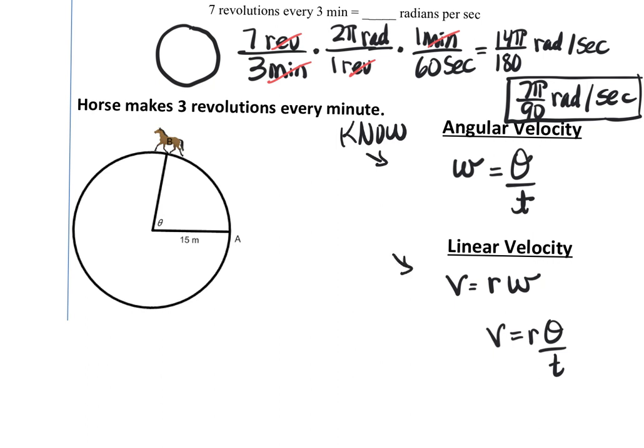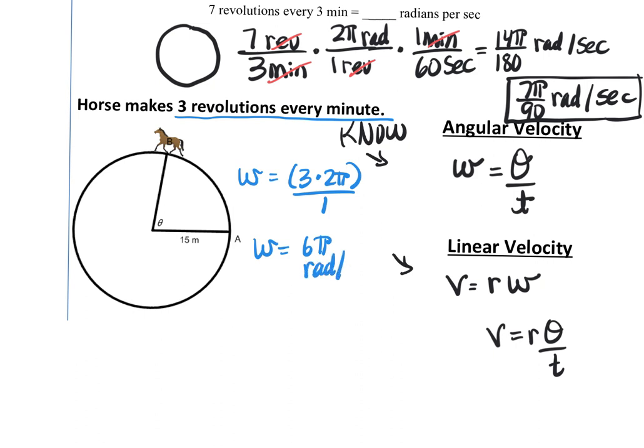Now, if we look at it in this particular example, we had this horse and we want angular velocity. So the first thing I want to do is find that. He's doing 3 revolutions every minute. So this would be 3 revolutions, which is 2 pi for the radians, every 1 minute. So this would be 6 pi, and that is in radians per minute. So that would be the angular velocity.